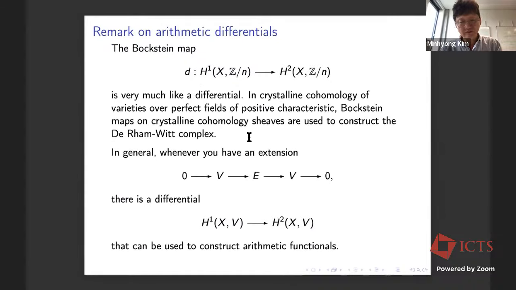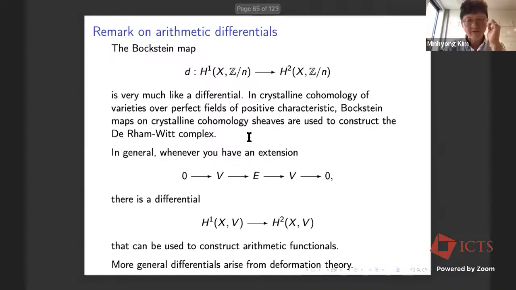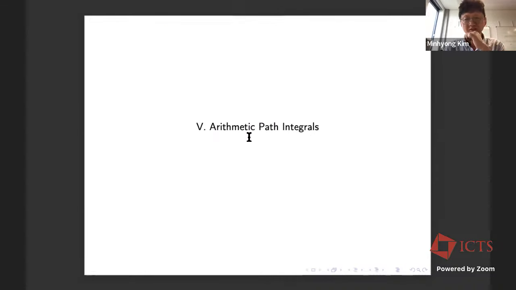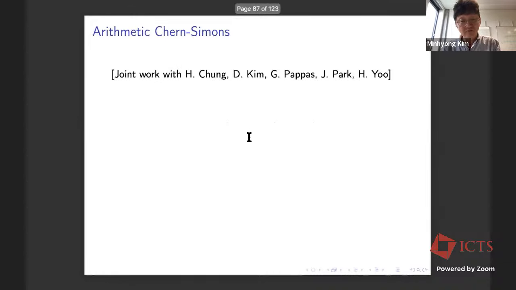So there's various fluff to motivate this discussion. But I'll skip that, and what I wanted to do was show you some computations that I did with some collaborators. This is joint work with these people, Hee-Jung Chung, Do-Young Kim, George Papas, Jiwon Park, and Hwa-Jung Yu.